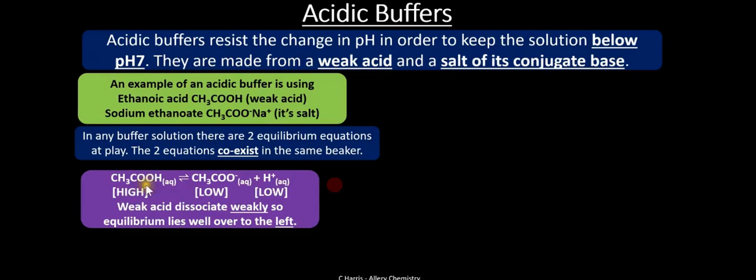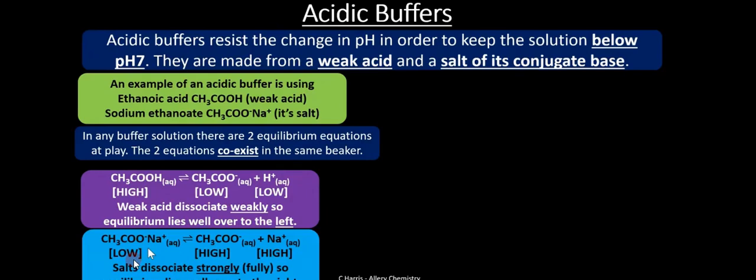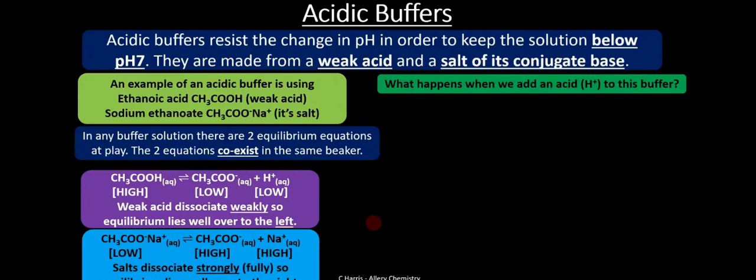Okay, and then the second equilibrium that's going to exist there is that of the salt. So the salt is going to fully dissociate. The salt fully dissociates to give you the conjugate what? What is this? The conjugate base of the acid, and of course these ions. So you're going to have a high concentration of the conjugate base, and also a high concentration of the sodium ions in this case. So these are the two equilibria that you're going to find in every buffer solution.